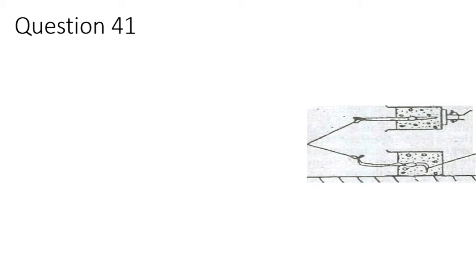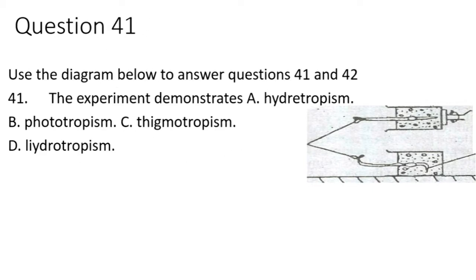Okay. So use the diagram below to answer questions 41 and 42. The experiment demonstrates: hydrotropism, phototropism, pneumotropism, hydrotropism. Now, if you look at this diagram very well, the clinostat is used to demonstrate geotropism in plants. But from the options given here, there is no geotropism.